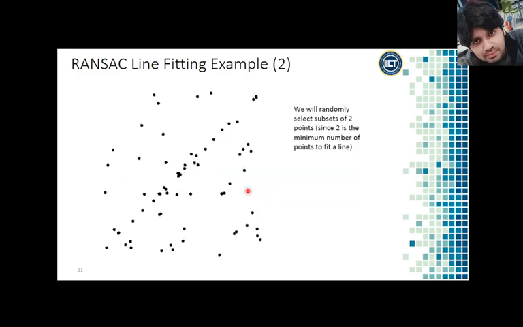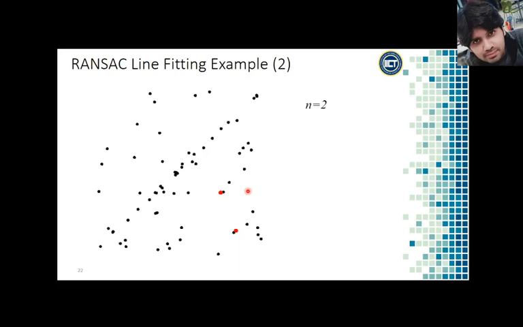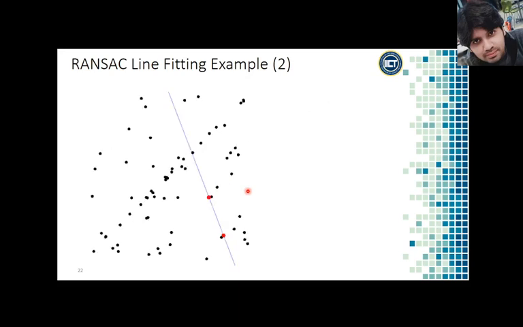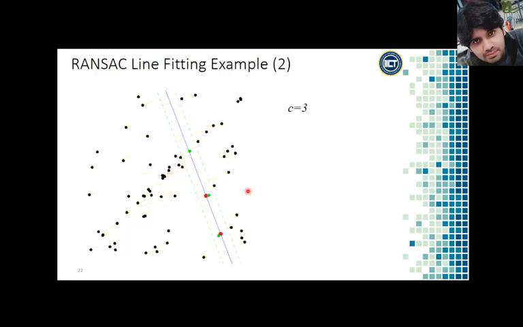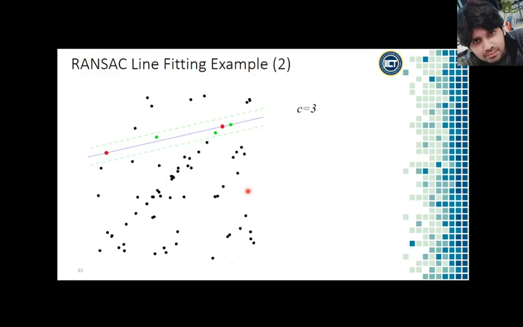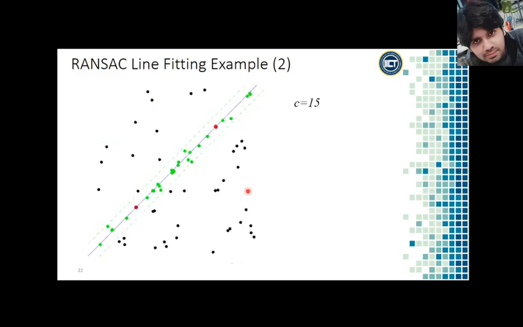So another example, I'll go through quickly. We have already discussed this. We will randomly select subsets of 2 points, in this case this, and then we compute the transformation, and then we compute the distances to determine the number of inliers in this case. The inliers is 3. Similarly, we take these points, inliers is 3. We take these points, inliers is 15. So we keep this transformation which has the highest number of inliers.